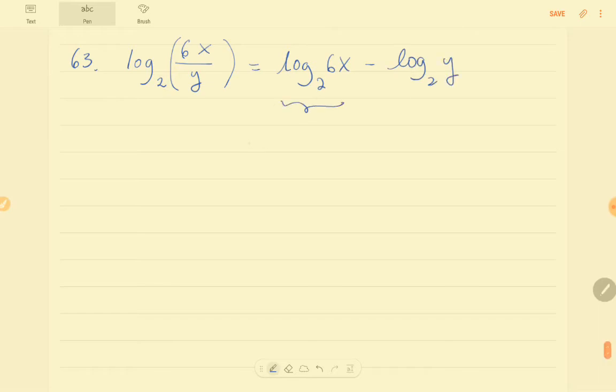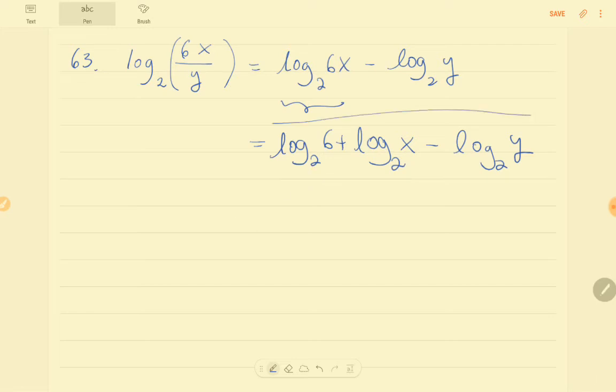And this one can be rewritten as log base 2 of 6 plus log base 2 of x, and then bring down the minus log base 2 of y. And we can probably simplify that a little further with this part, but I don't want to because it's not a clean number. It's going to be some kind of approximation. So we'll leave it in exact form. So that'll be our final answer.